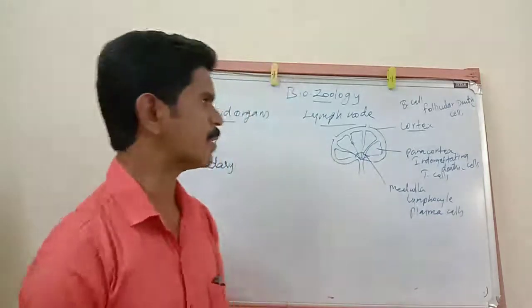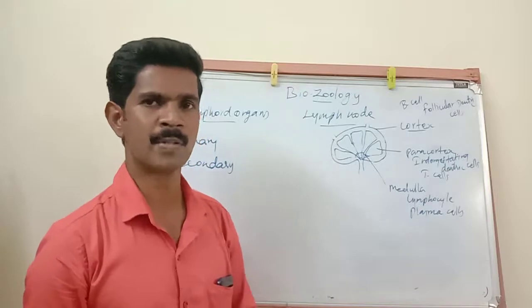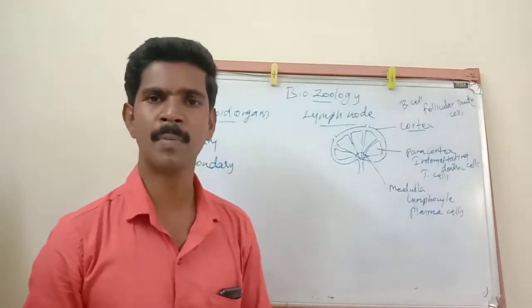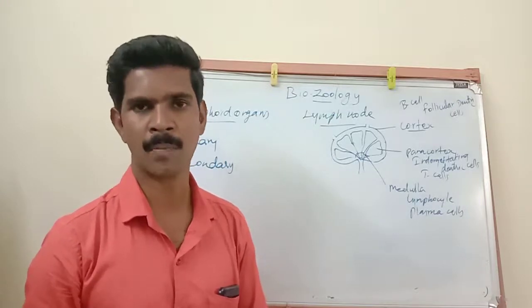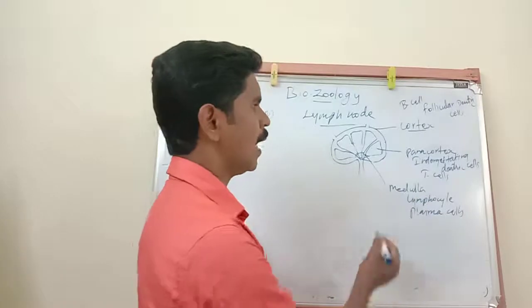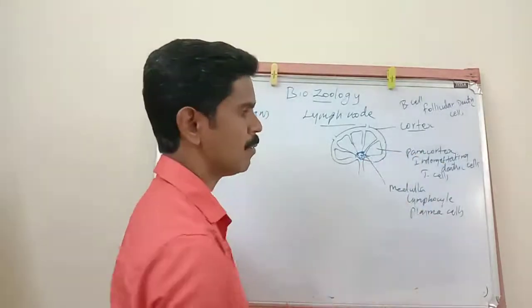Listen, this is the structure of a single lymph node. More than hundreds of lymph nodes are present in our body. The lymph node consists of three important compartments, divided into three regions. The outer region is called the cortex region, the middle region is called the paracortex region, and the inner region is called the medulla region.